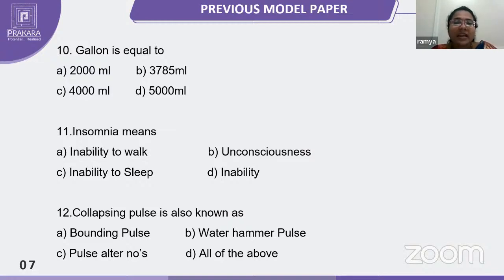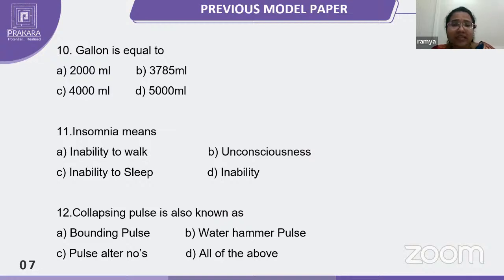Coming to the 11th question, insomnia means. They have given the options A, inability to walk, B, unconsciousness, C, inability to sleep, and D, inability. So what does insomnia mean? It is inability to sleep. So you should write the option as C, inability to sleep.